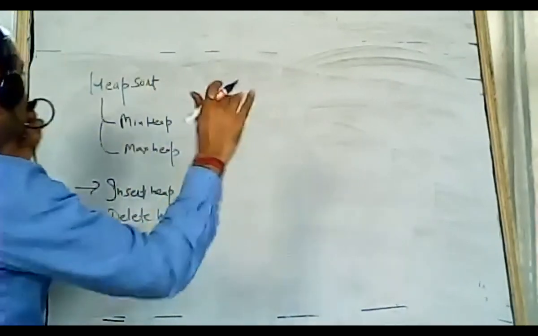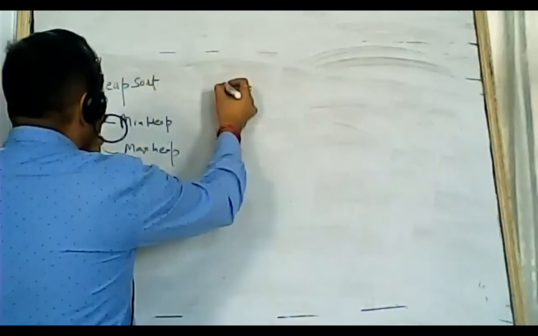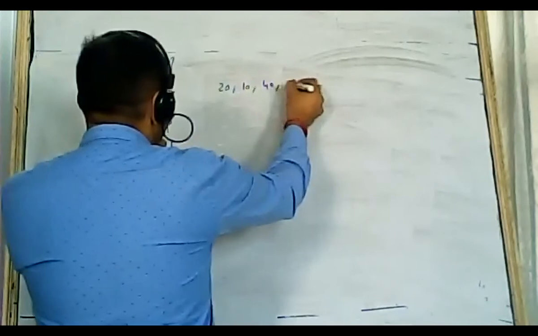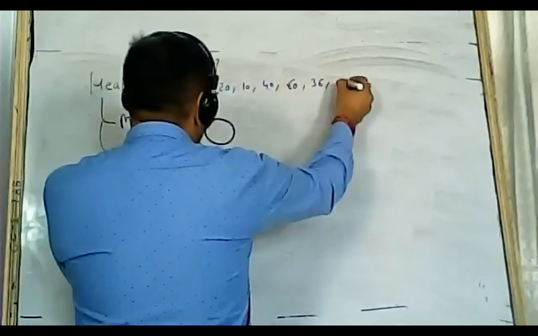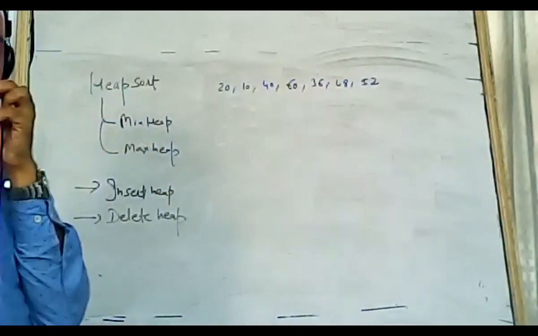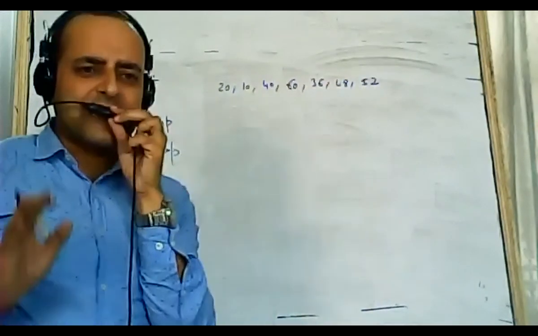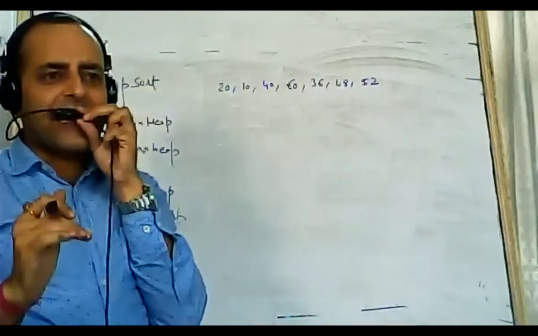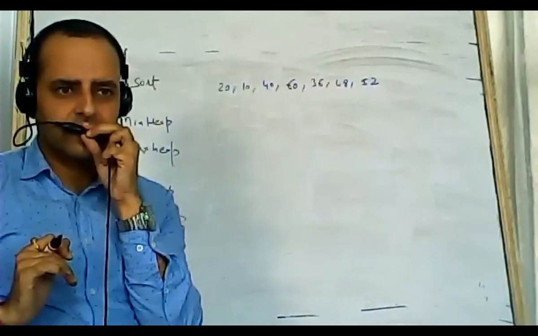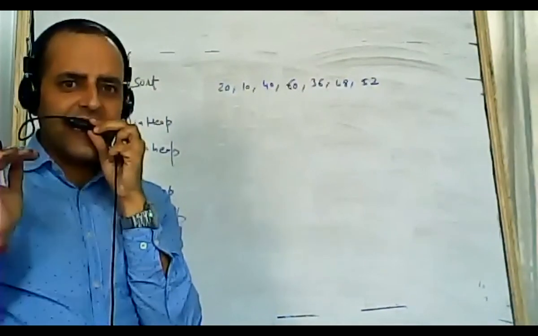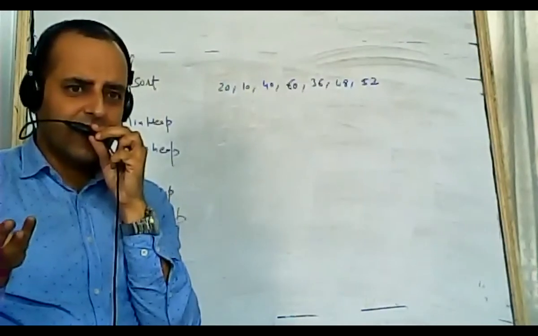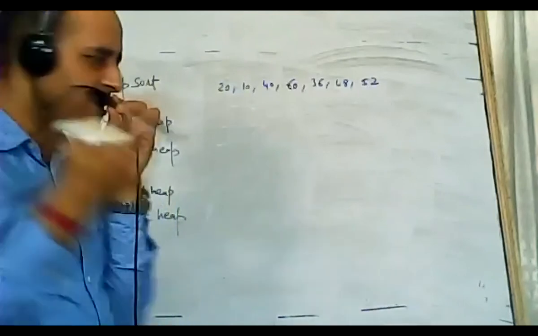Now the elements for max heap: 20, 10, 40, 60, 36, 48, 52. I am going to solve this using max heap. And what do we mean by max heap? Max heap says the largest element should be on the root, and min heap says the smallest element should be on the root.